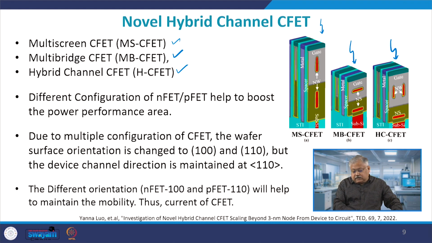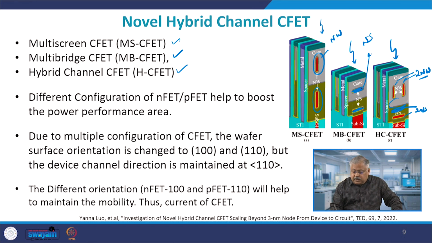If you look at the nanowires in the first case, they are arranged in a vertical fashion and the gate is surrounding in this manner. In the second case, when you do a multi-bridge, I have got horizontal nanosheets available. So I have a nanowire here, NW, and this is my nanosheet here, NS, and then they are separated by a certain distance between them. In the third case, where the hybrid channel is there, you use both nanowire and nanosheet. So I have got 2 nanowires, I can also have 2 nanosheets available here, right? This can be 2 nanosheets and this can be 2 nanowires.